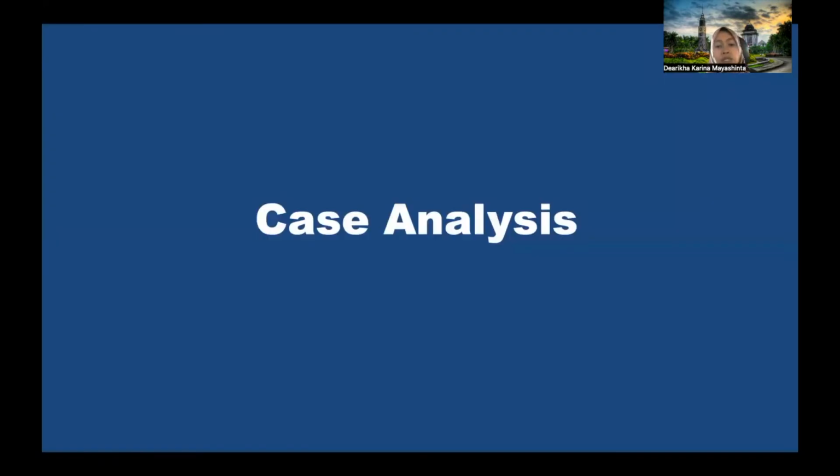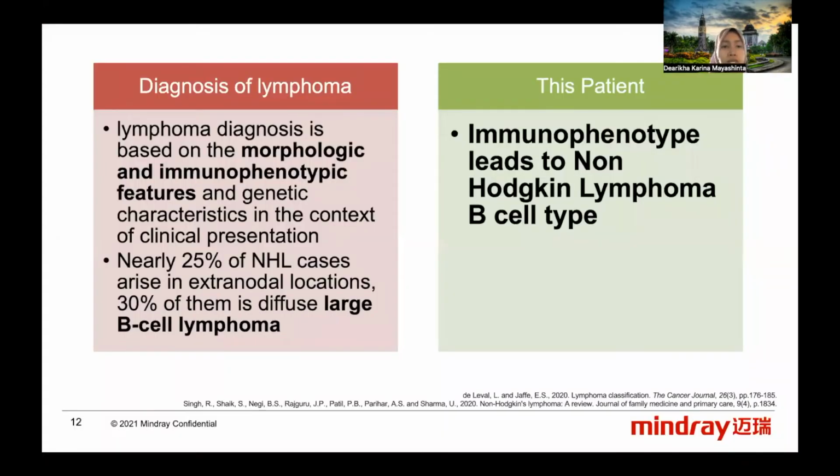Now we will move on to the case analysis. Following the principle of lymphoma classification, lymphoma diagnosis is based on the appreciation of morphologic and immunophenotypic features and genetic characteristics in the context of clinical presentation. Nearly 25% of NHL cases arise in extranodal location, and most of them are seen involving both nodal and extranodal sites. The most common NHL subtype by far in developed countries is diffuse large B-cell lymphoma, about 30%. In this patient, the immunophenotype examination leads to non-Hodgkin lymphoma B-cell type.